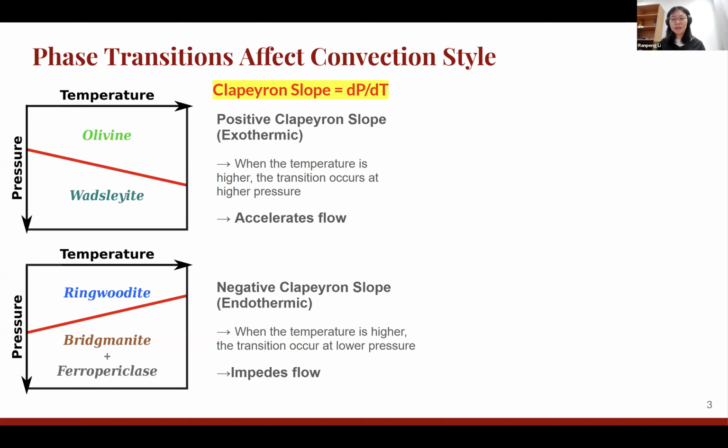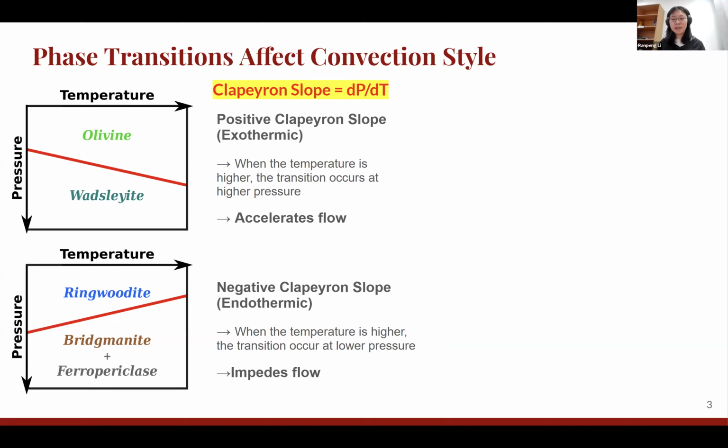And for the phase transition with negative Clapeyron slope, the effect is the opposite. Inside the plume, it will be denser than the surrounding. This negative buoyancy effect can hinder the plume from upwelling and potentially induce layering.